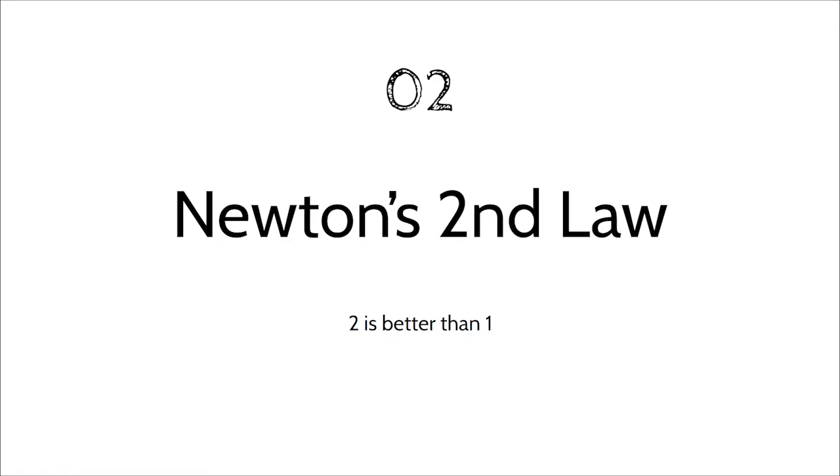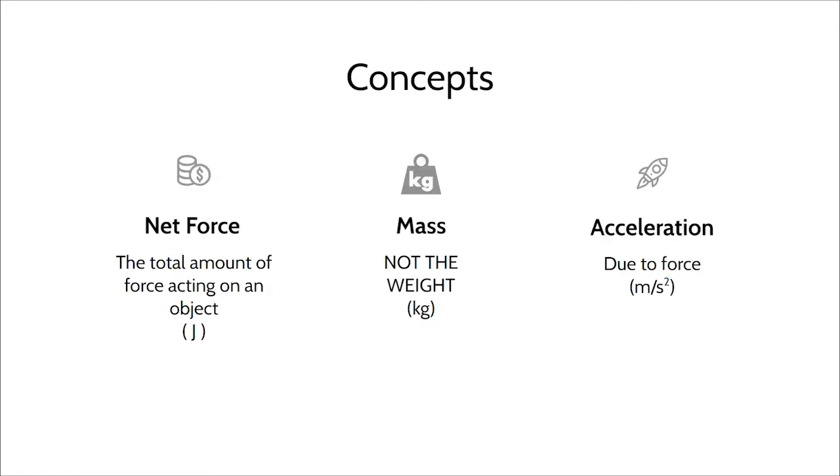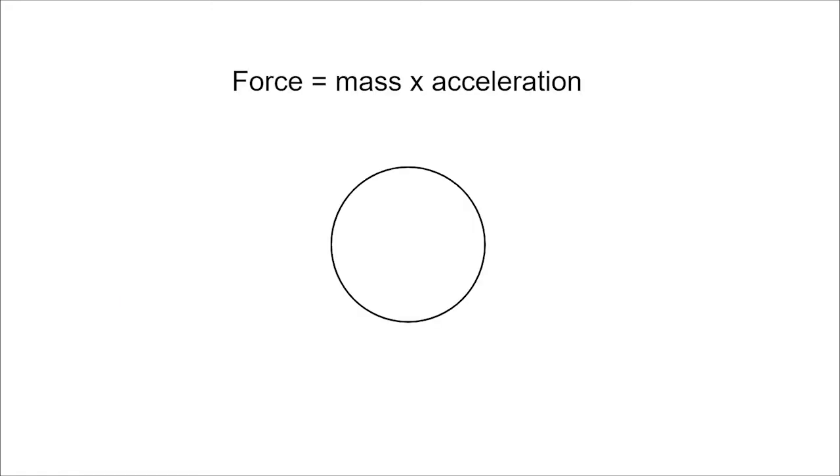This question leads us to Newton's second law, where we deal with net force, mass, and acceleration. The second law takes the form of an equation. Force equals mass times acceleration. Force, as in net force. The mass of an object differs from the weight of an object. More on that later. Forces are vectors.